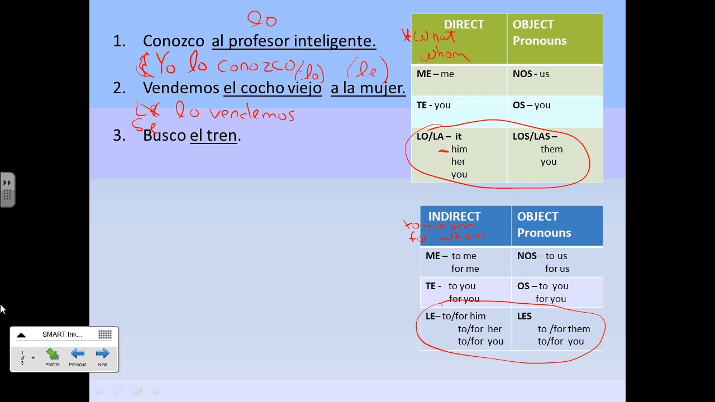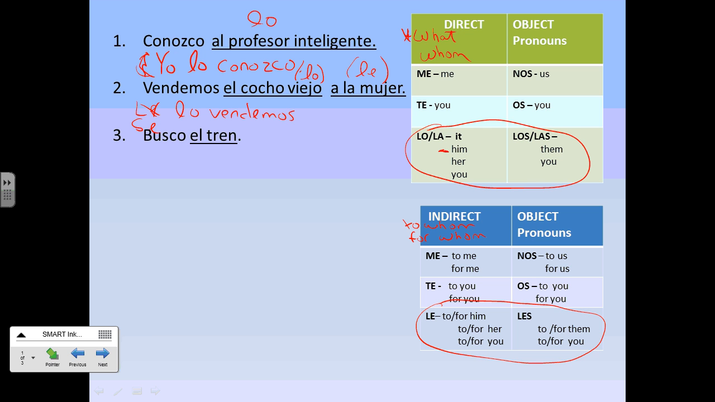Number 3. Now what I want you to do for these is I want you to rewrite them. I want you to pause it right now, try it on your own, and then look at my example after you've done it. After each one, you're going to pause it. Busco el tren. So pause it. Now you're coming back after you've written it.